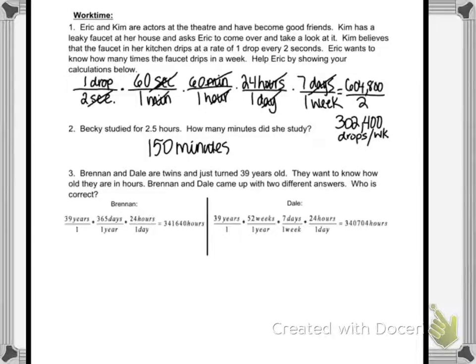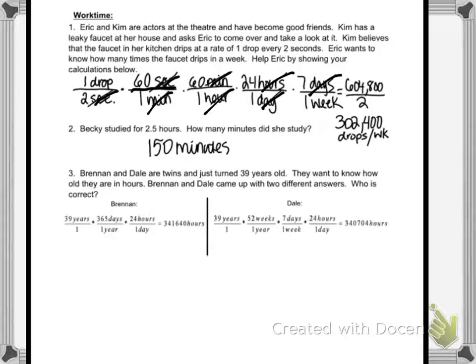So we've got 1 drop in 2 seconds. So we know there's 60 seconds in 1 minute, so we cross out our seconds. Alright. 60 minutes in 1 hour, so we cross out our minutes. 24 hours in 1 day, cross out our hours. 7 days in 1 week, cross out our days.